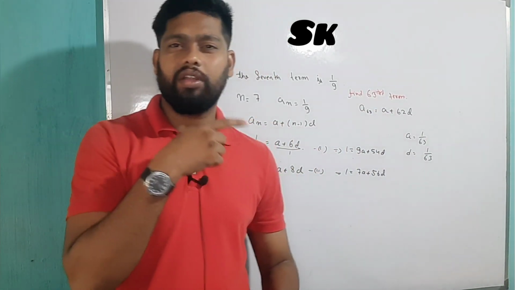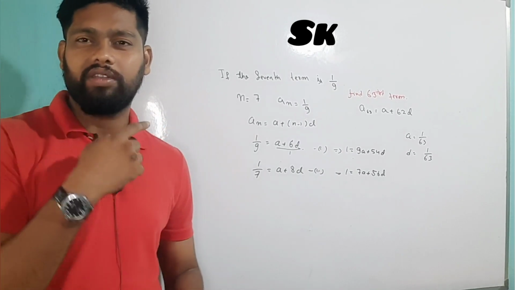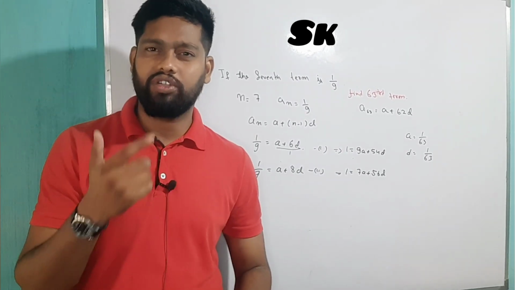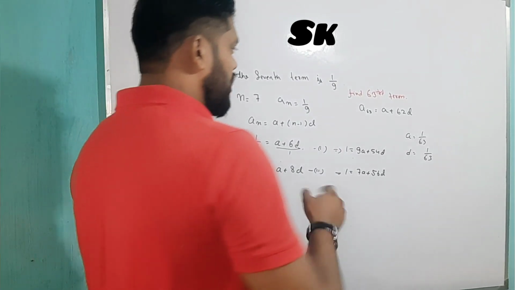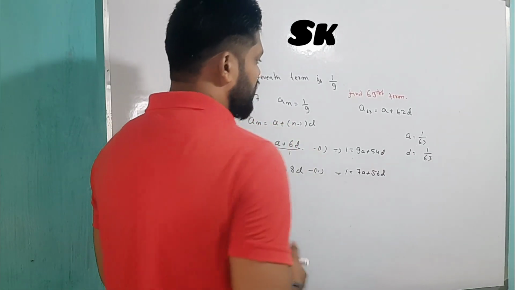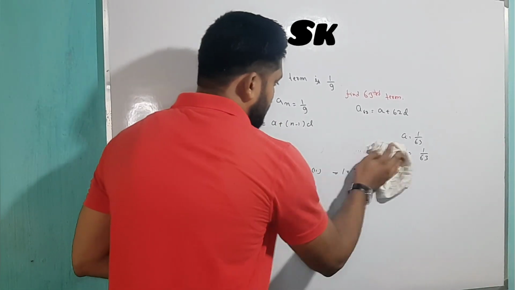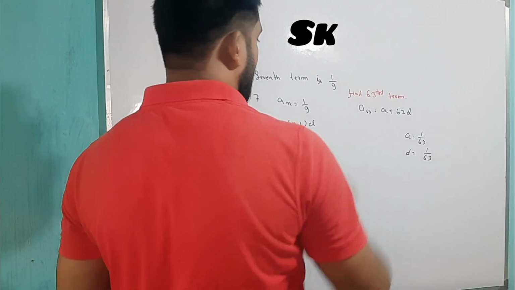I will send you the topic where you can find these methods: elimination, substitution, and cross methods, so as to find the answers. Okay. So now you place the values: A value, D value. I need a space now, that's why I will erase this one. So here I have to place.